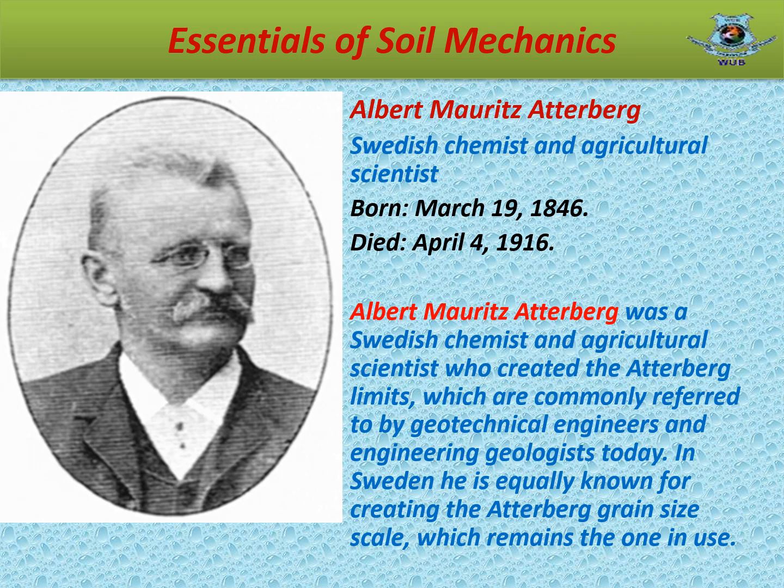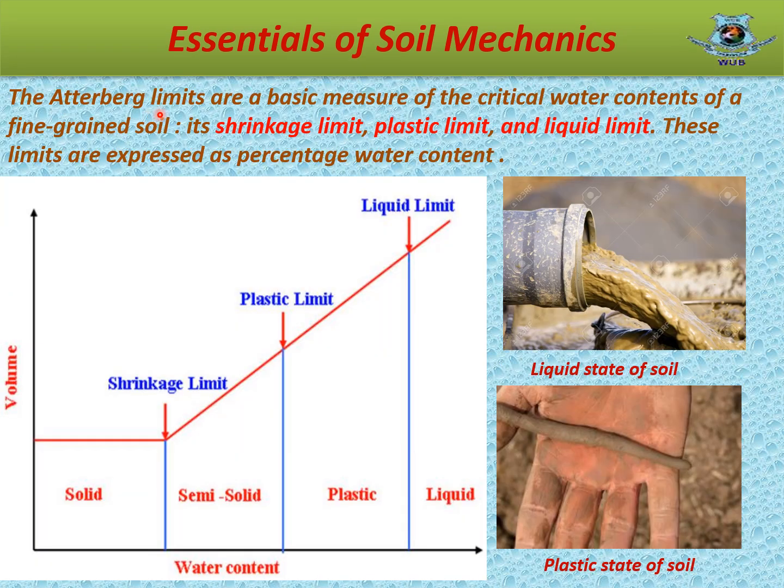Sir Albert Moritz Atterberg was a Swedish chemist and agricultural scientist who created the Atterberg limits, which are commonly referred to by geotechnical engineers and engineering geologists today. The Atterberg limits are a basic measure of critical water contents of a fine-grained soil: shrinkage limit, plastic limit, and liquid limit. These limits are expressed as percentage water content.